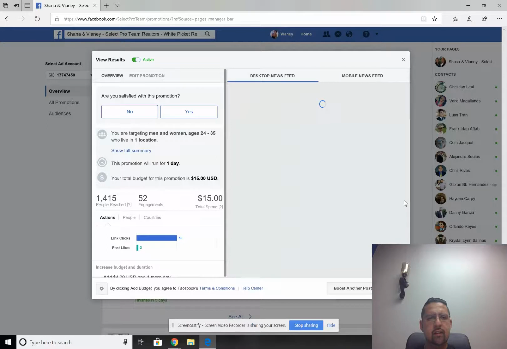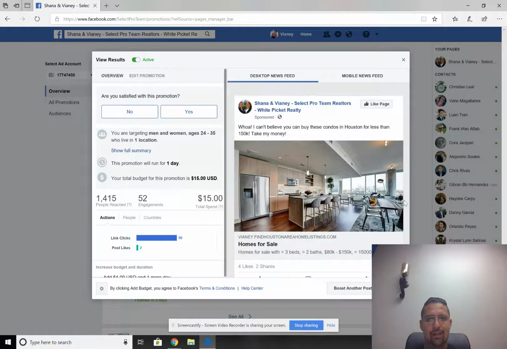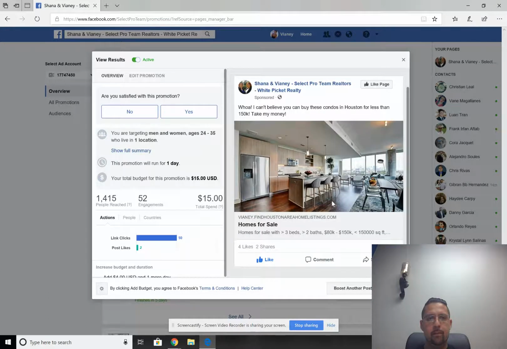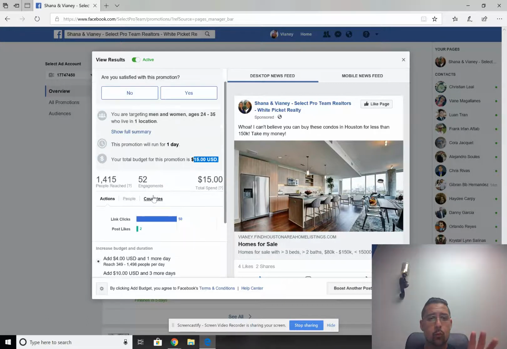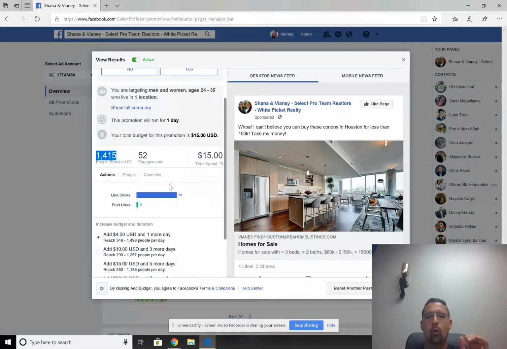All right, so now we've got a little bit more information about the actual results from this ad. So if we look at it, we'll see here that it says we're targeting men and women aged 24 to 35. We have a location, that's our audience that we selected. We were running it just for one day from yesterday to today, and we spent $15 running it. Now, we reached with that $15 1,415 people. That means that our ad was in front of 1,500 people approximately during the last day. And during that time, we had 52 engagements.